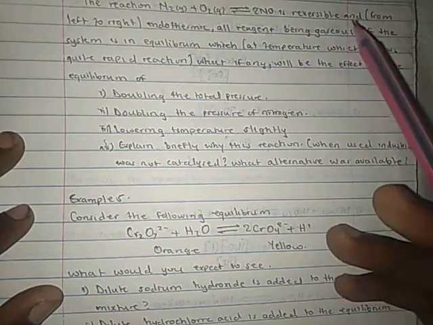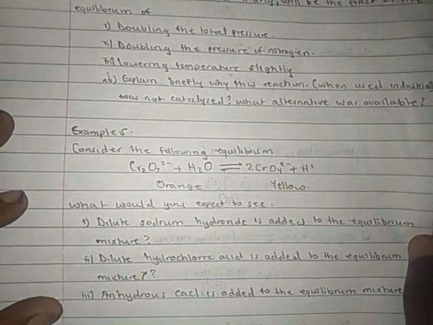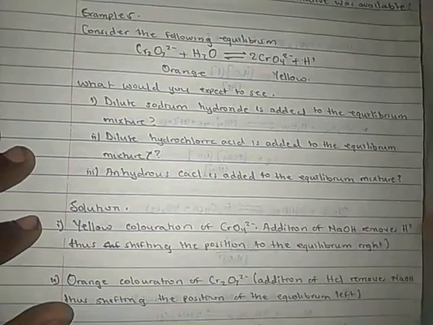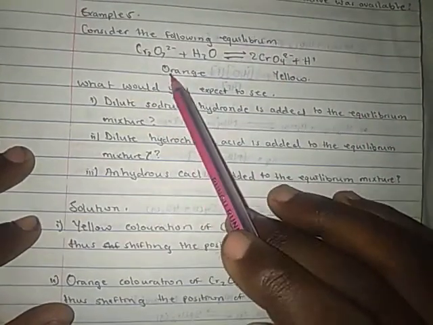And then explain briefly why this reaction, when used industrially, was not catalyzed. What alternative was available? The reaction was not catalyzed because the reaction is endothermic. So it simply requires high temperature so as to favor the high production of nitrogen monoxide. No need of a catalyst. But for the case of our process there, we needed the catalyst because the reaction was favored under low temperature.